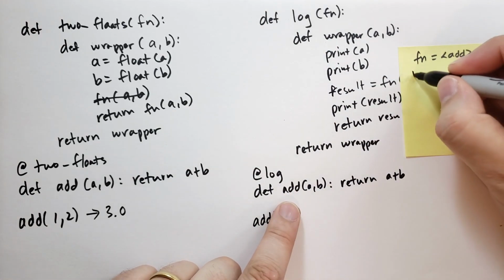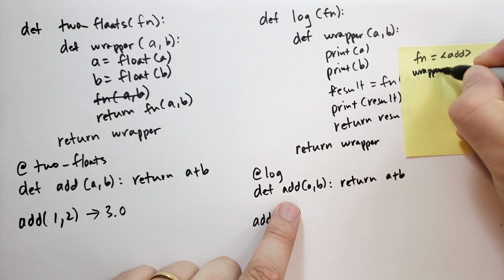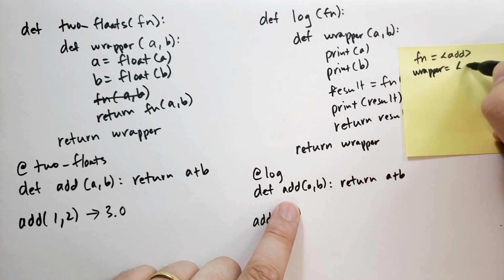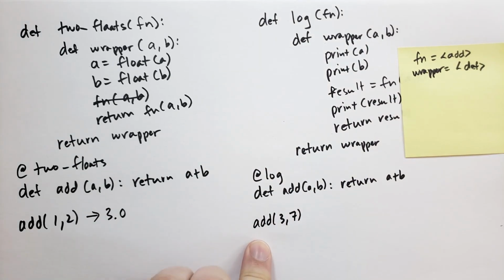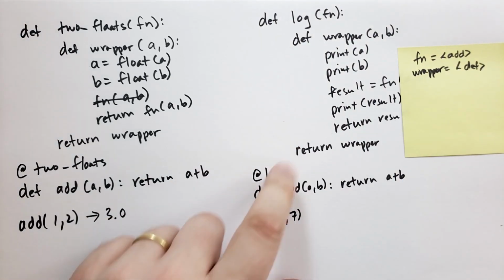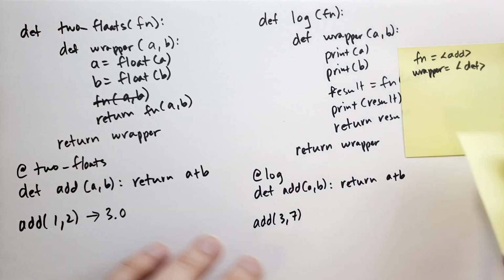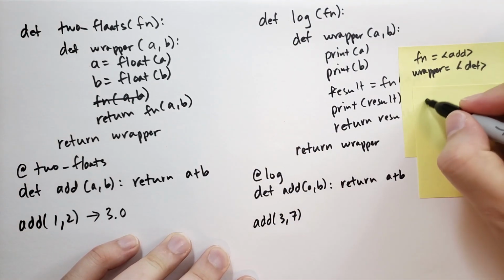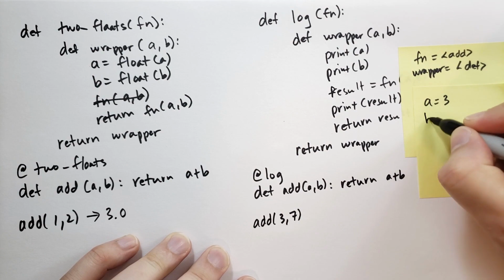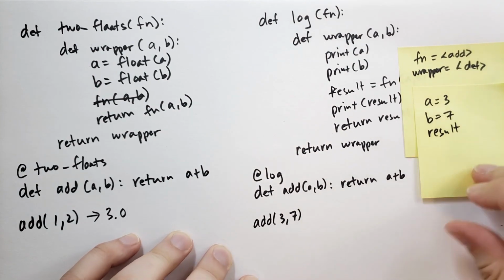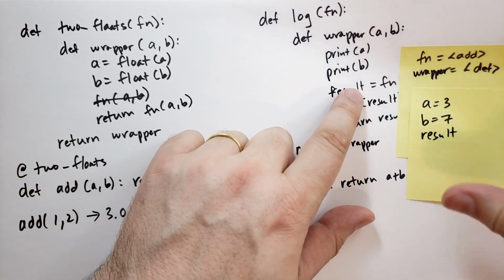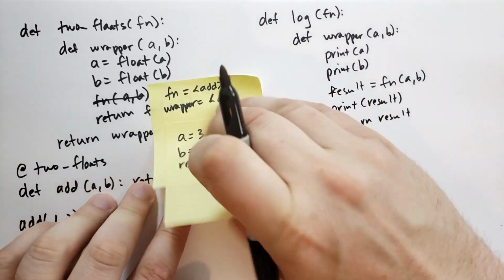And then we have a wrapper equals this new function that we just created. Okay. And then when we actually call that wrapper, because that's the return value, so add is set to this wrapper, then we create a new namespace. A is set to 3, B is set to 7, and it's going to reserve a spot for result because it sees that there's a result assigned statement there. Let's move this over to the side.